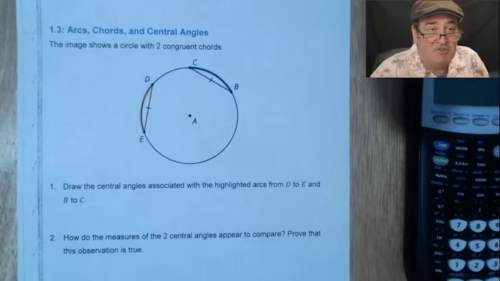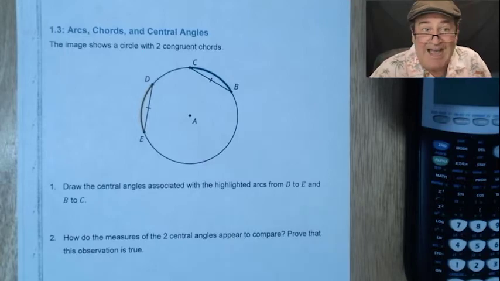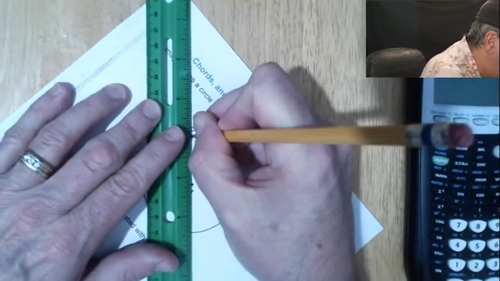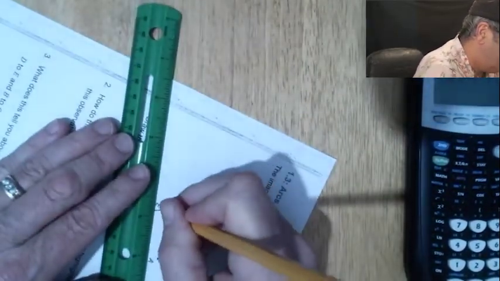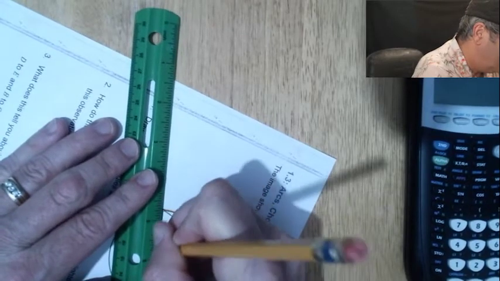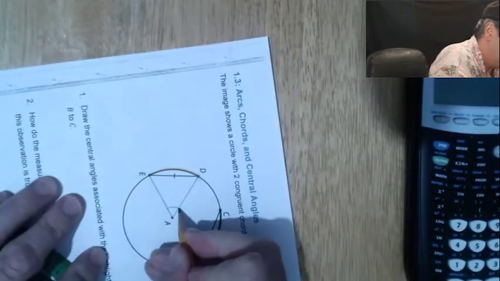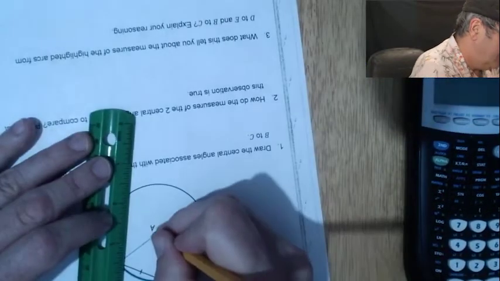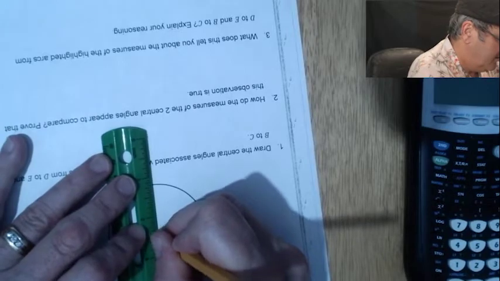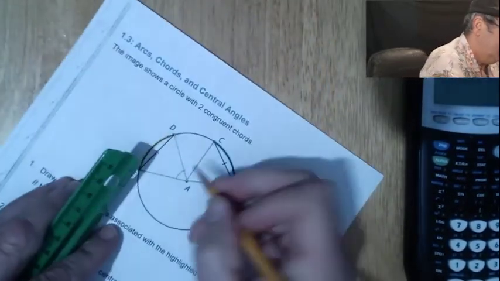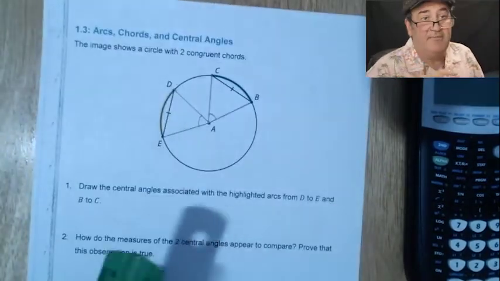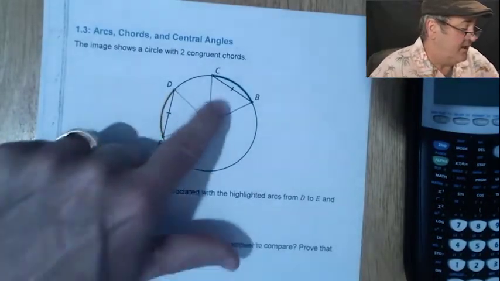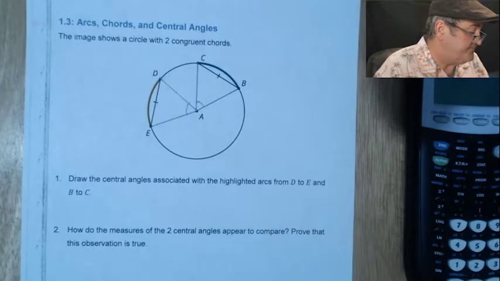So it wants us to draw the central angles associated with the highlighted arcs. We got an arc highlighted here and here. I'm going to go ahead and draw those to the center. There's one. Okay, so there's one angle right there. That's one of our central angles. And then going to the other side, the other arc, the central angle that would be correlating to that one is this angle here. Okay, so we have those two angles that are formed with those chords.